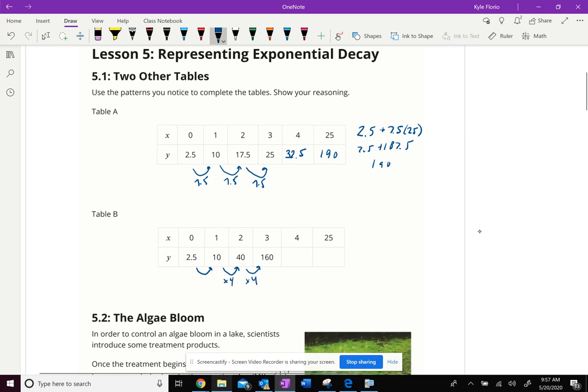So here, I'm not adding, I'm multiplying each thing by 4. So if I want to get to the next one, I'm just going to have to multiply the 160 by 4. And that's going to be 640.